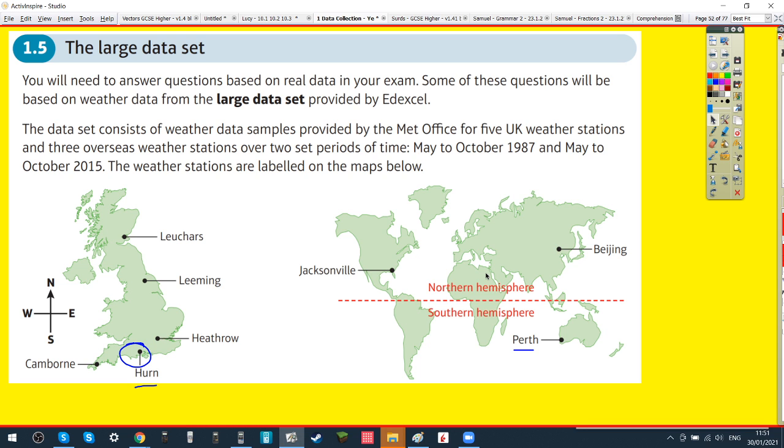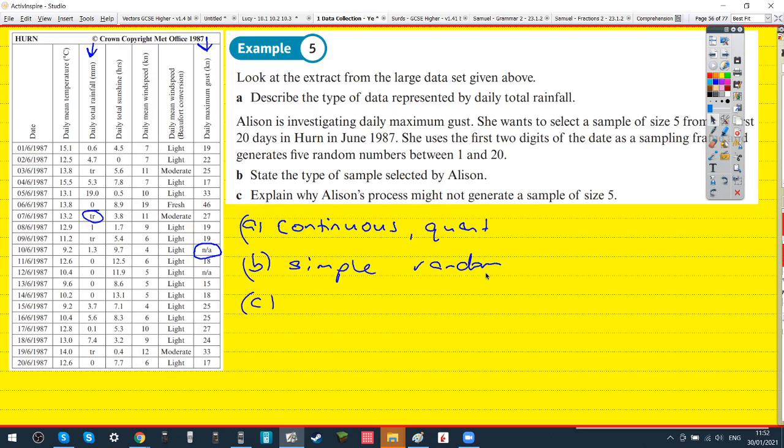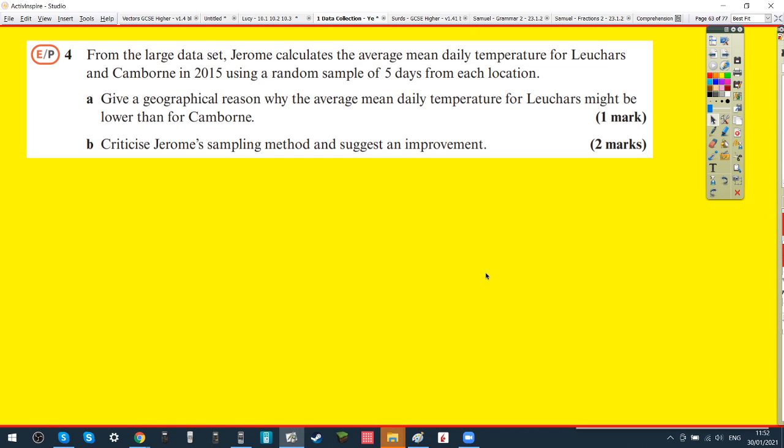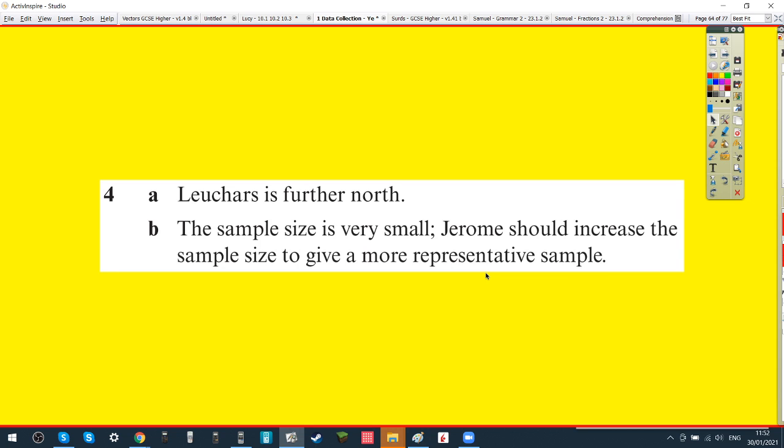Any idea about that one? Is it because Luch's is all the way in the top of the... Yeah, it's more northerly, so it's closer to the North Pole, further from the equator. And criticize his sampling method. Maybe it's small sample size. Yeah, very small. Lucas is further north.